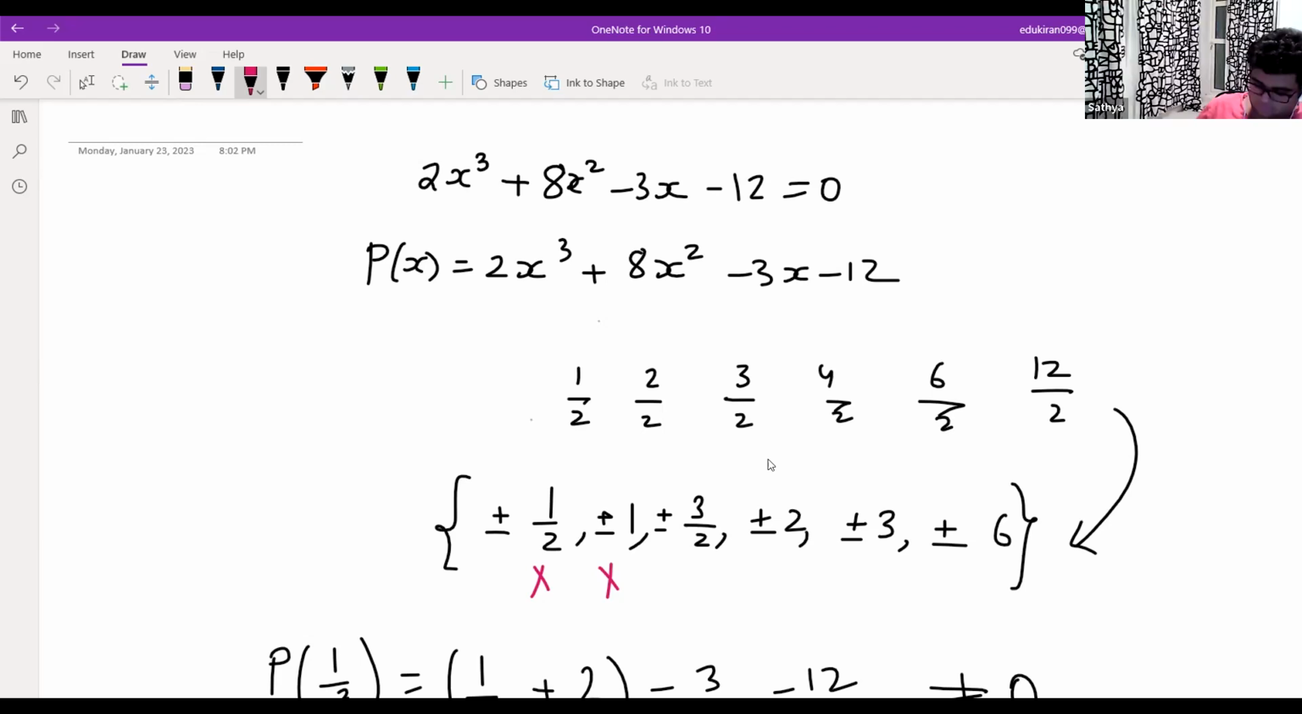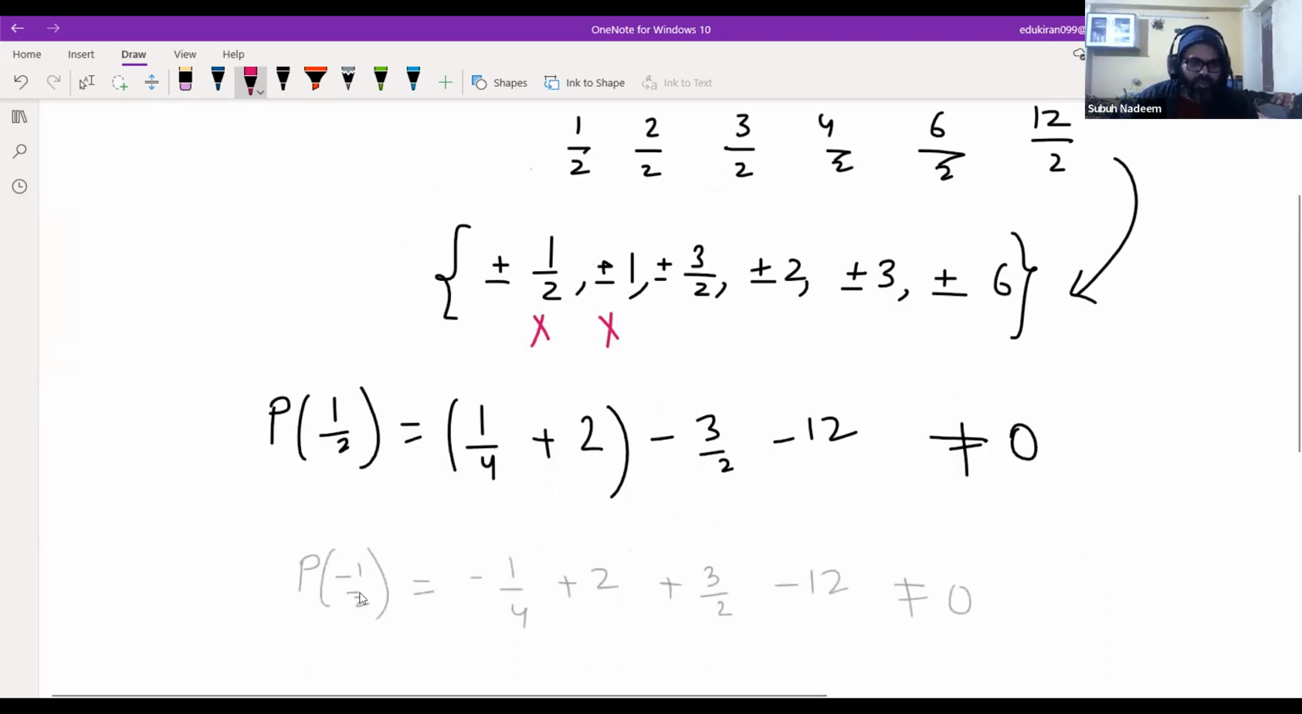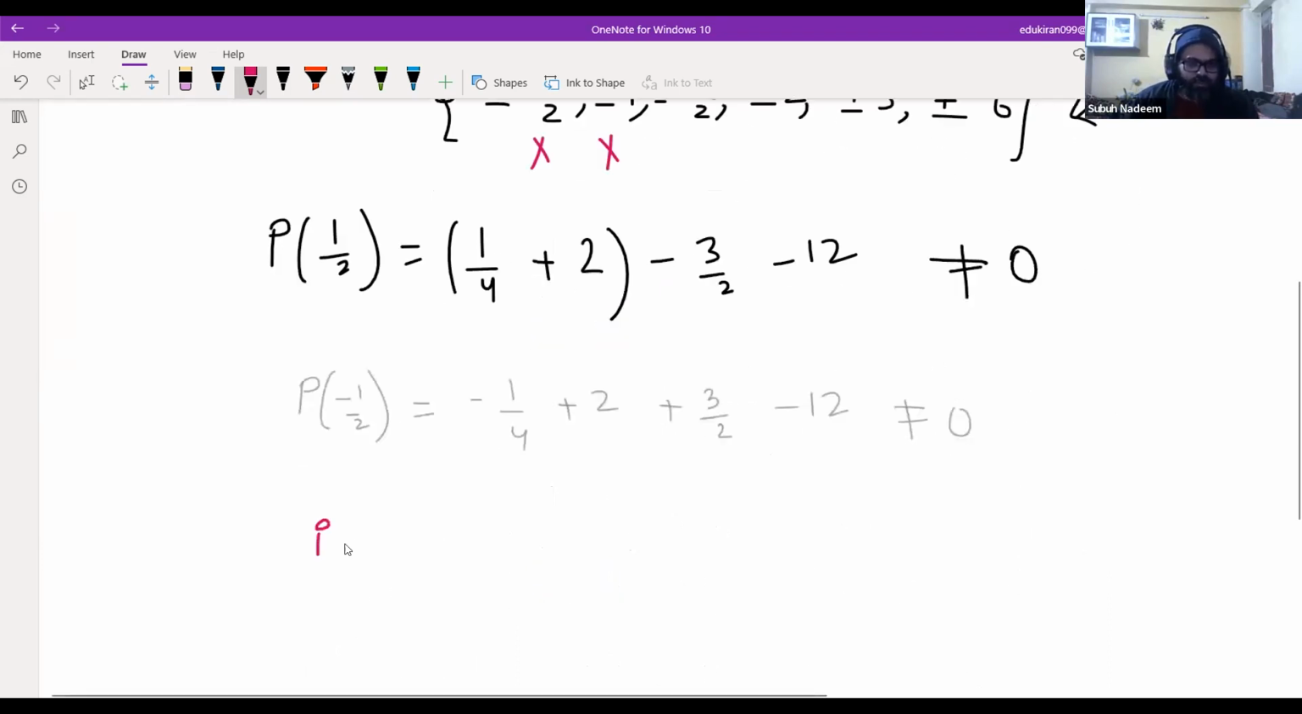So even 3/2 is not a root, because it will become 27 by 4 plus 9 into 2, 18. So 27 by 4 and 18. Let me calculate P of 3/2.